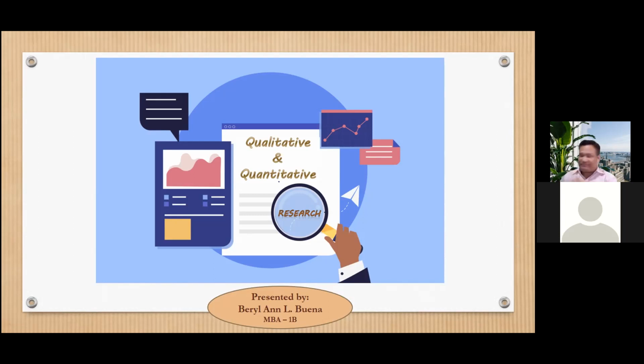Majority kasi, quantitative research ang ginagawa, no? So, quantitative research involves the process of objectively... Kanina, kapag quali, subjective. Kapag quanti, objectively collecting and analyzing numerical data to describe, predict, and control variables of interest.